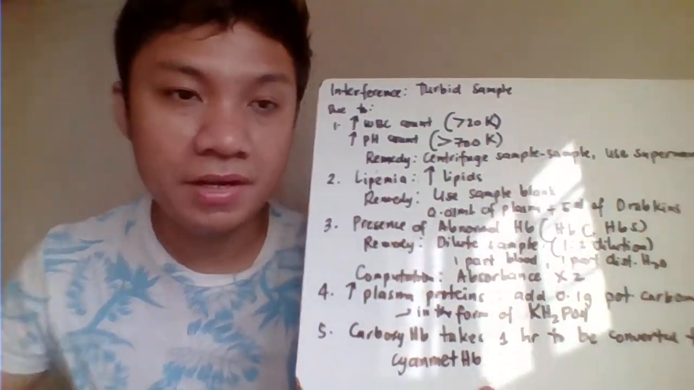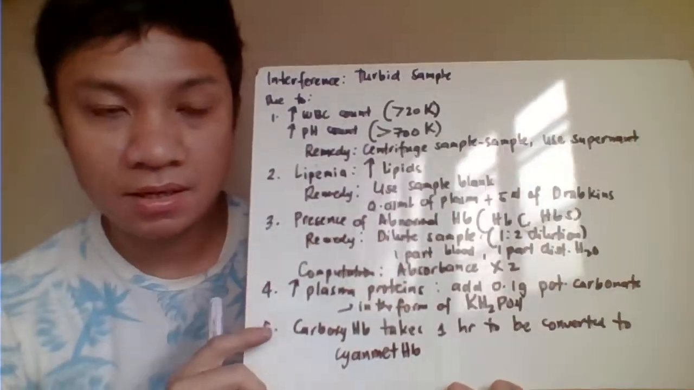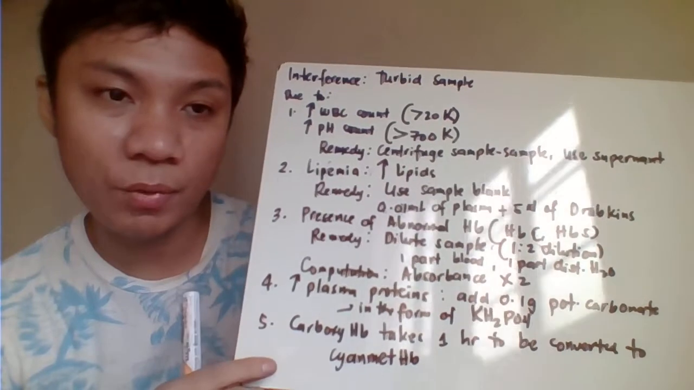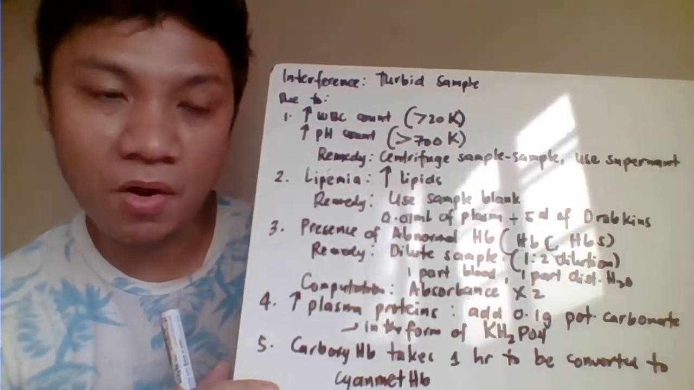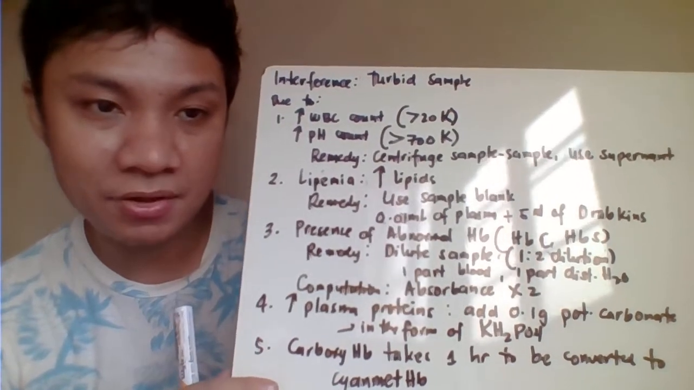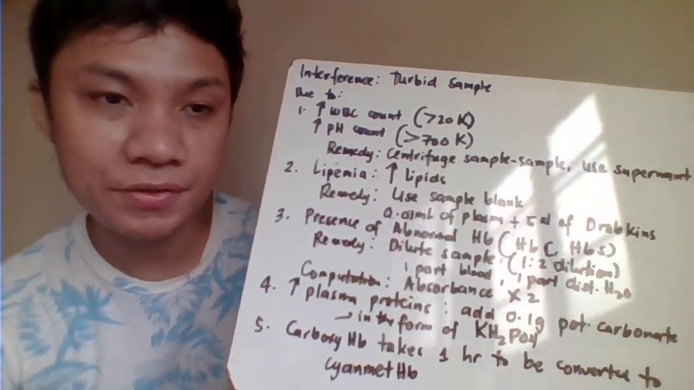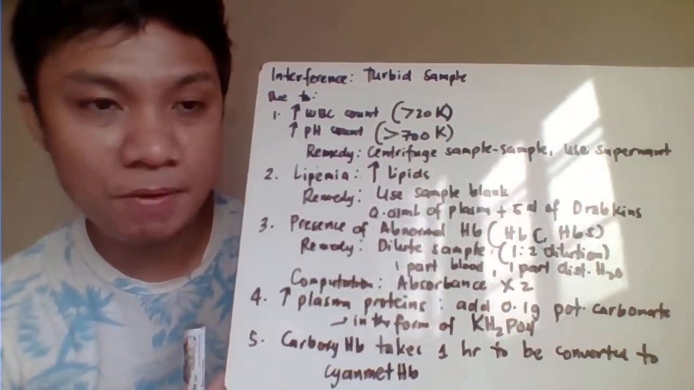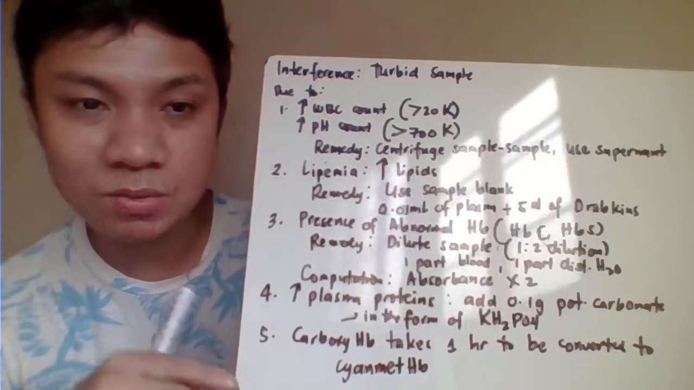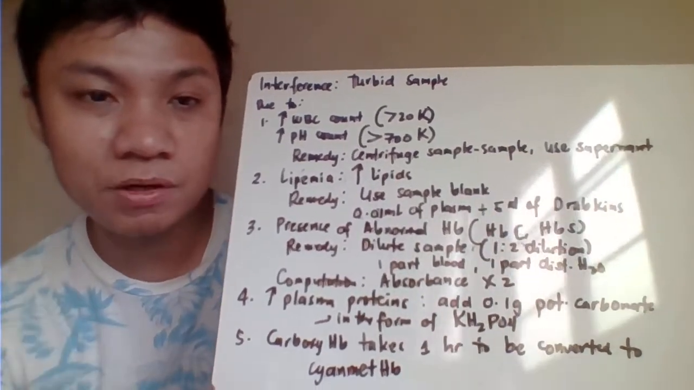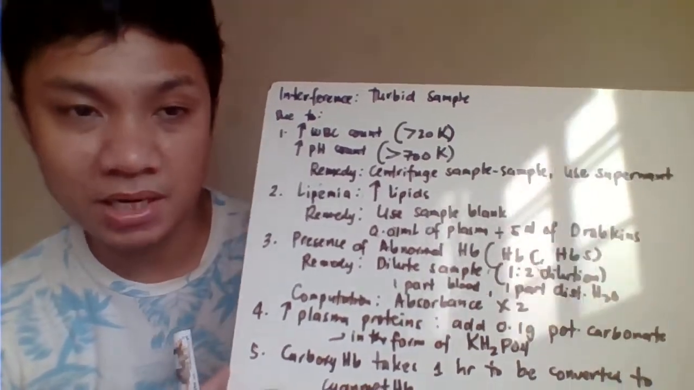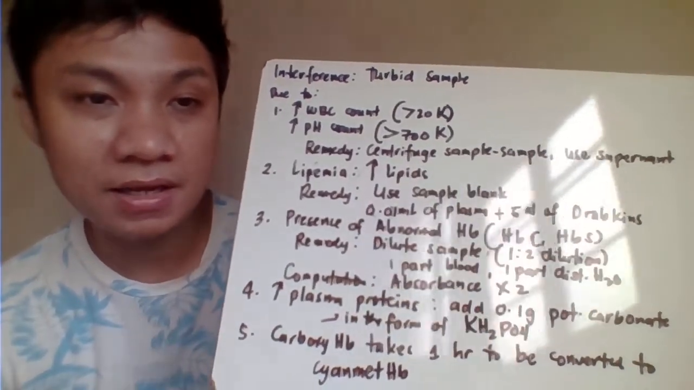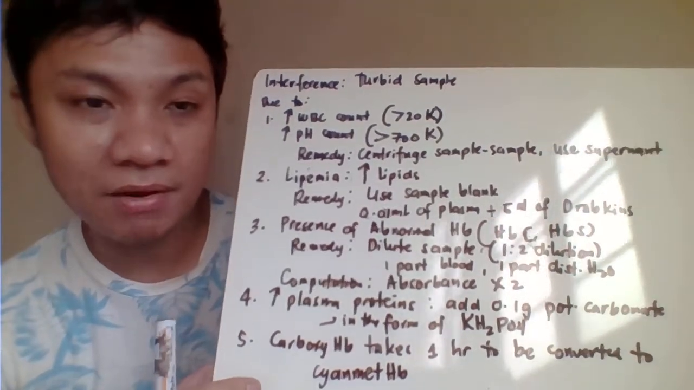Okay, now we have here the interference primarily encountered with your cyanmethemoglobin method. Because remember that your cyanmethemoglobin is a spectrophotometric method. So if your sample or your solution would be turbid or cloudy, since this one is based on the absorption of light, that's the principle of your spectrophotometry, and therefore a falsely high result would be obtained for that.